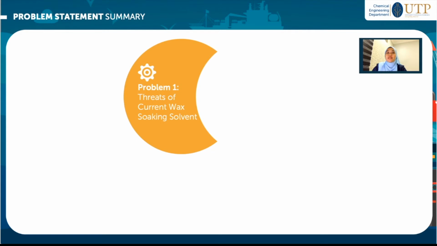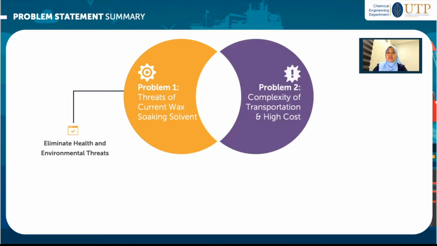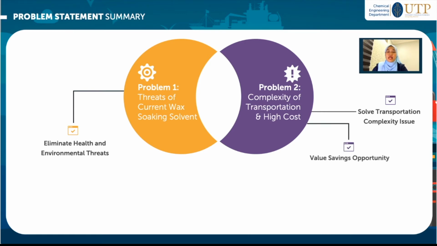Hence, I can conclude my problem statement summary as follows. Firstly, we have the threats of current wax soaking solvent, where we want to eliminate health and environmental threats. Next, we have the complexity of transportation issue, where we want to solve the complexity issue as well as to have value savings opportunity. But how?